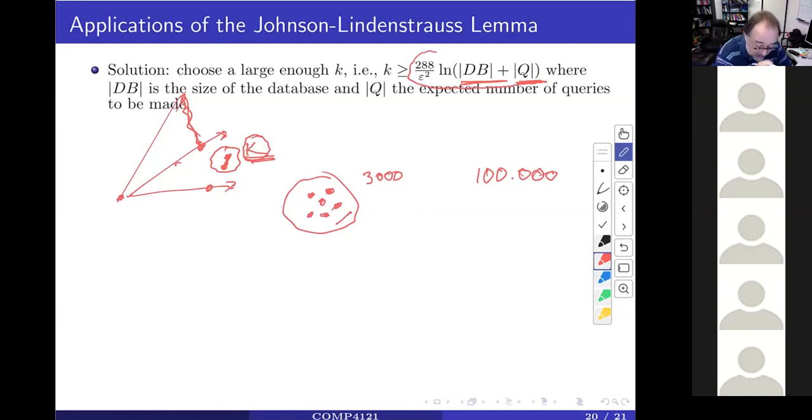So the probability that you will misclassify something will be small. So this is another example of this brilliant technique of random projections.